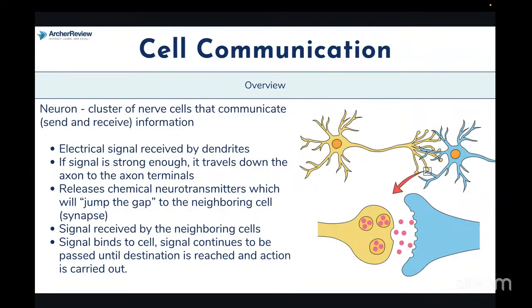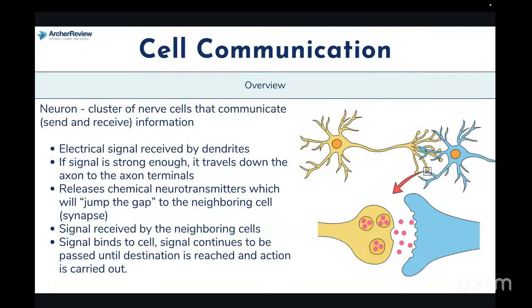So first and foremost, the electrical signal is received by the dendrites. Remember, the dendrites surround the cell body. They are receiving, they're picking up a signal in that environment that surrounds this neuron. If that signal is strong enough, it travels down the axon to the axon terminals.